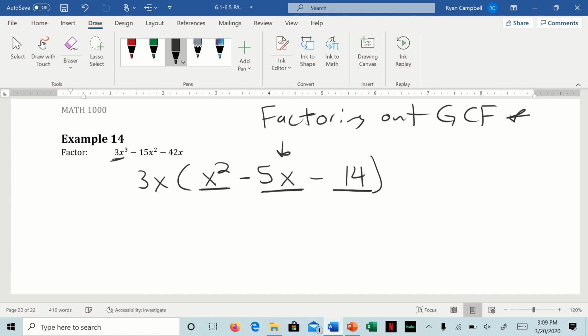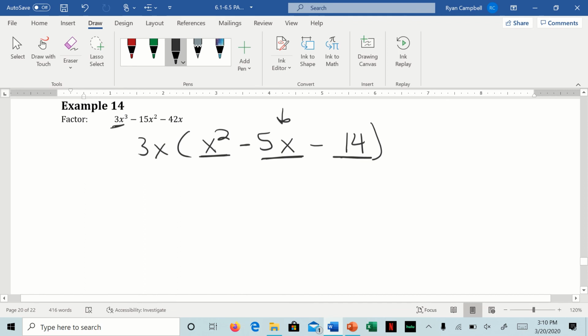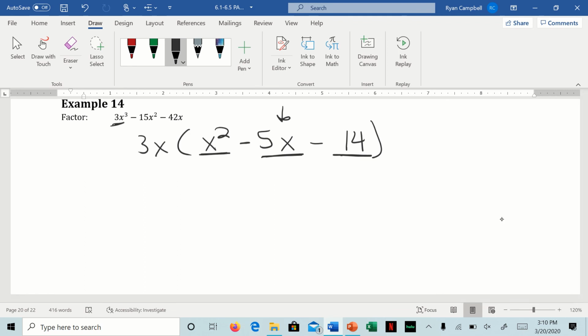Now, can we factor this out? Can we keep factoring? Let's check. What are the factors of 14? We know it's 1 and -14, right? So 1 and -14, -1 and +14. We also have 2 and -7, -2 and +7.